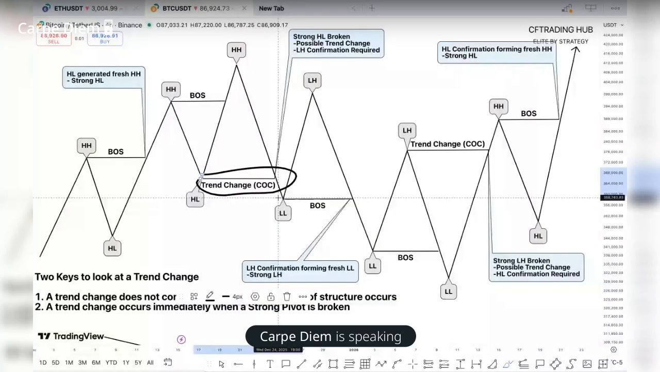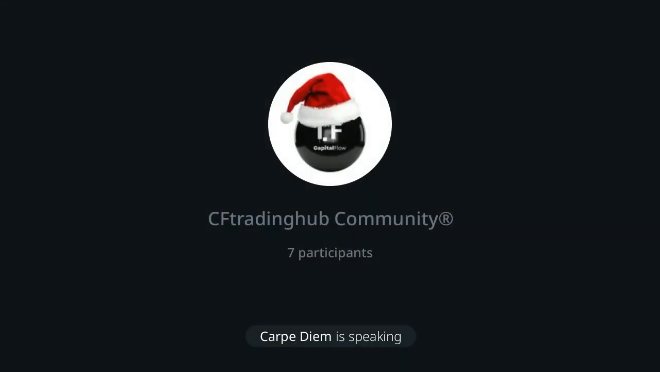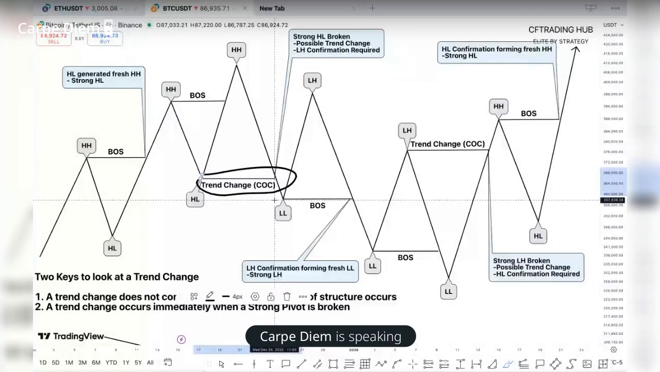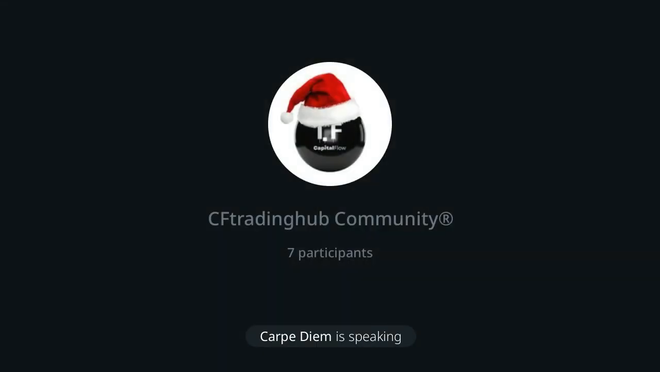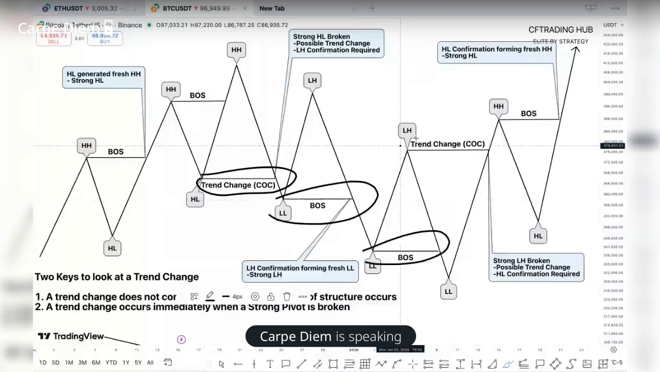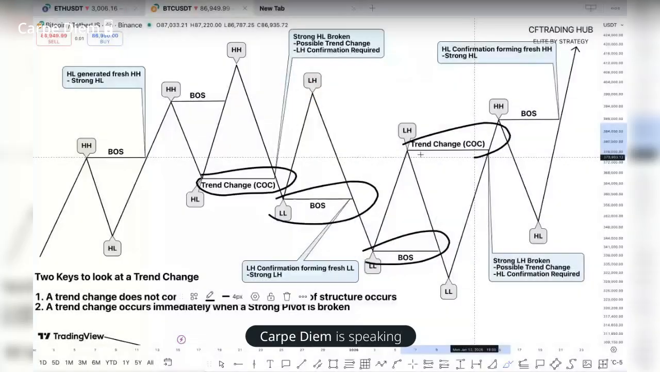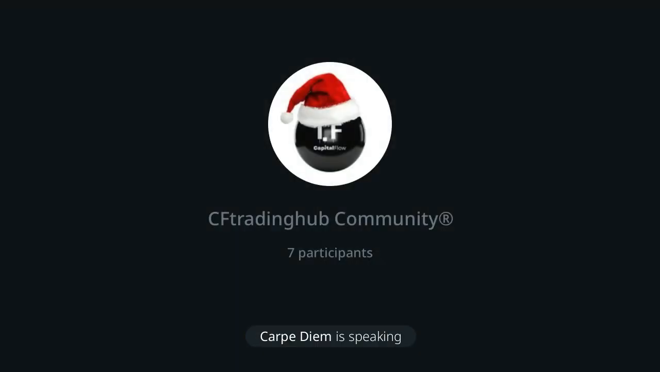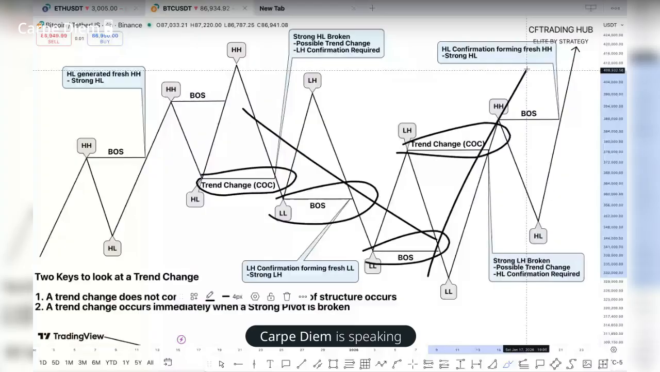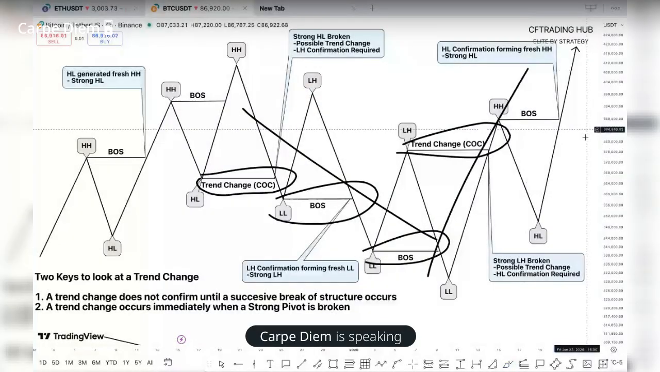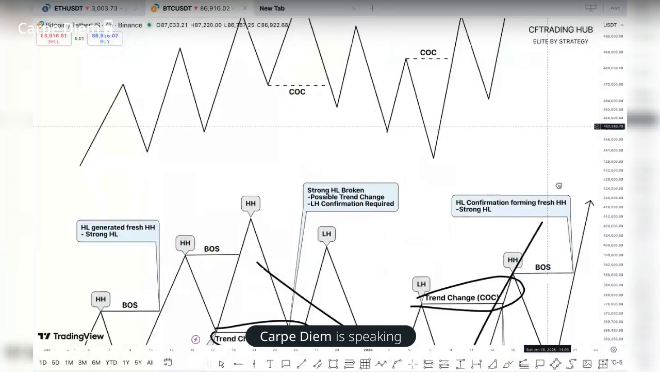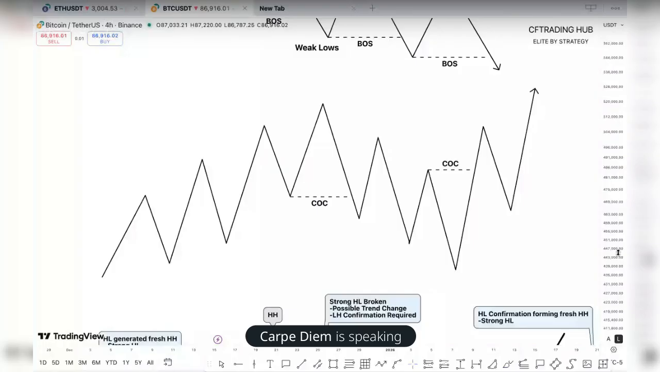If you're in an uptrend before, it changes to a downtrend, just like this over here. And just like this over here, another change of character from a downtrend to an uptrend. So that is it about change of character and break of structure. This is a change of character in a clear example.